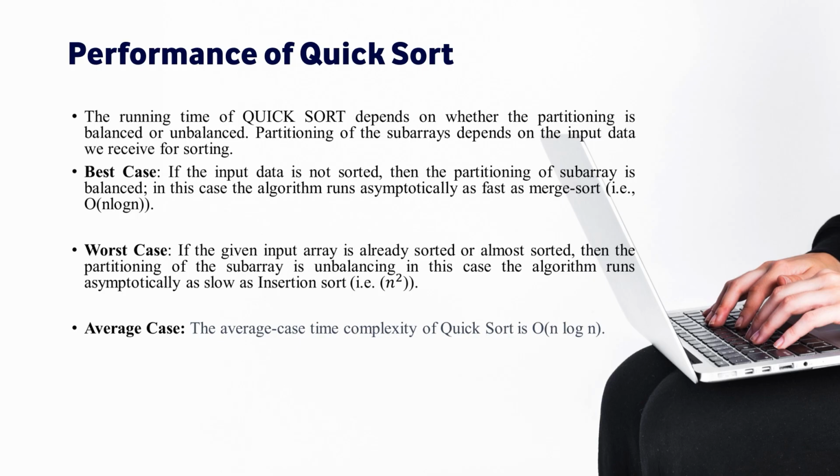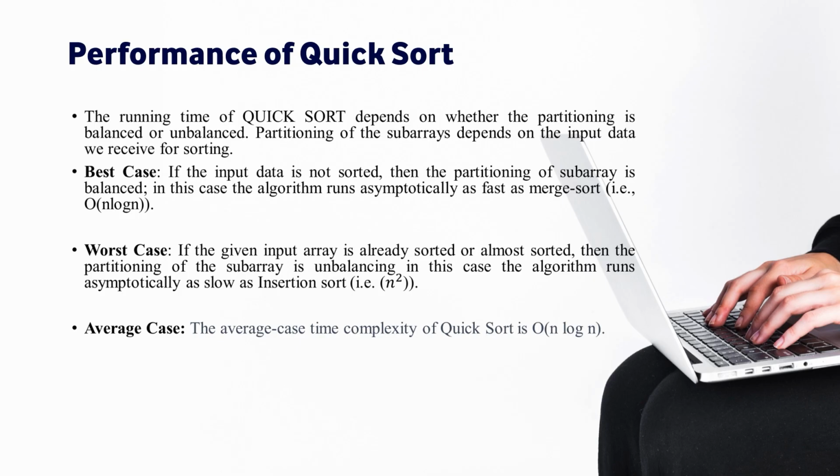Now the quicksort complexity: if you take the recurrence relation, it is very close to merge sort. The best case is when it is divided from the mid. If it is divided from the mid, it becomes very much like merge sort, and it will be the best case. So the complexity also becomes close to merge sort, so it will be n log n.